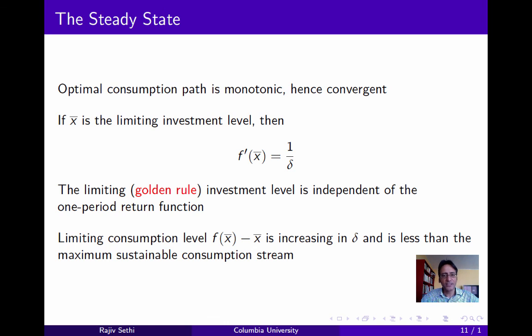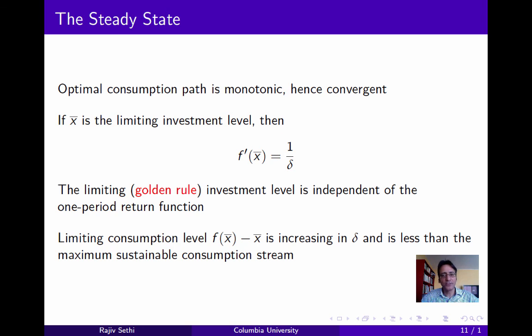On the other hand, if delta is close to 1, so you're extremely patient, then the slope of the production function at the steady state is approximately equal to 1, and that's the point at which the consumption stream is in fact maximized. So no matter how small the level of capital you start off with, you'll build up your levels of capital until you reach a point at which you're approximately maximizing the long-run consumption stream.